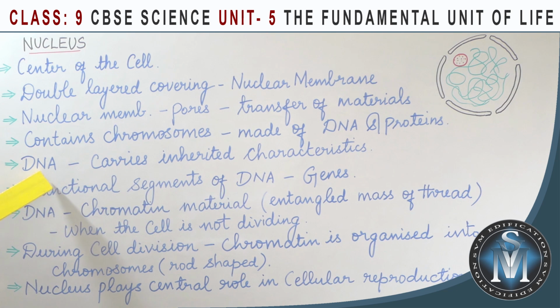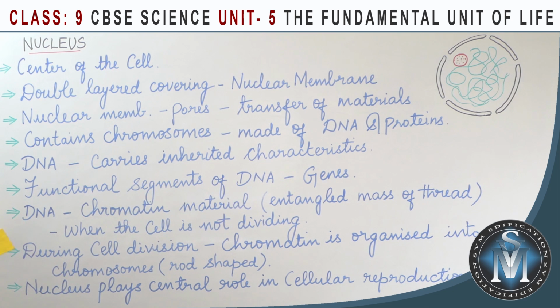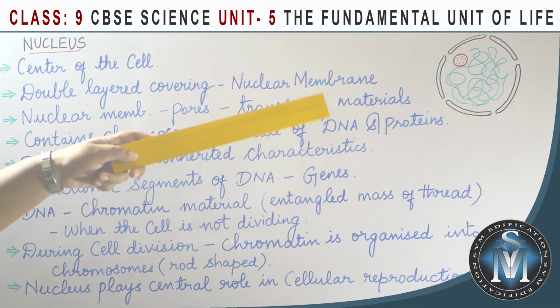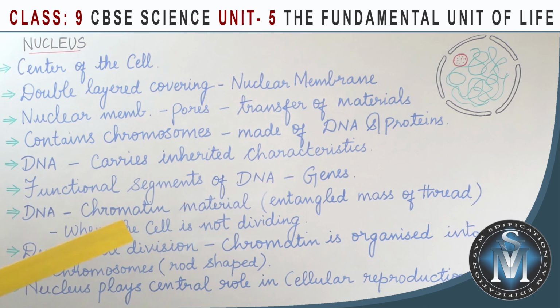This DNA is a very long one and it has so much junk material. Other than that, there are a few functional segments which we call genes. DNA is present as chromatin material, that is an entangled mass of thread. Can you see in the diagram? It is present as threads. So this we call chromatin material.